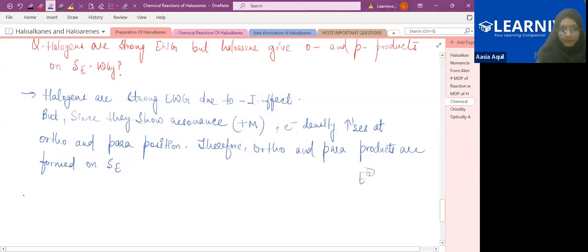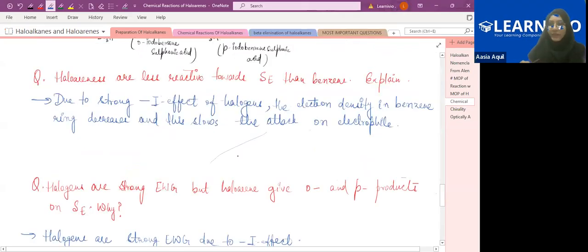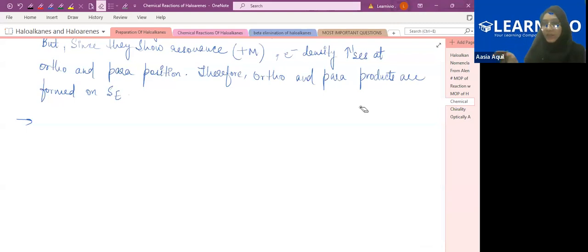One more thing, see the reactivity. As we have discussed, haloarenes are less reactive towards electrophilic substitution, and we have written the reason, that is due to the minus I effect. So the reactivity is decided by your minus I effect, but the orientation where the electrophile will attack is decided by the mesomeric effect or resonating effect. Okay, so this is very important. You can write the note.